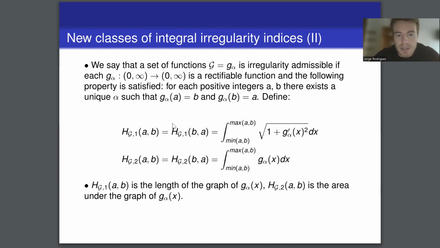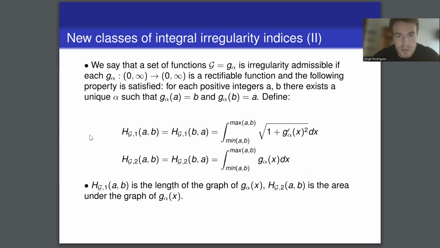With this, we can define the two following objects. H of G1, which is simply the integral in the interval from the minimum value between A and B to the maximum value between A and B of the square root of 1 plus G prime to the power of 2. This is simply the length of the graph, okay? And the second object is HG2, which is going to be the integral again in the interval between the minimum and the maximum of A and B of G of alpha, which is simply the area under the graph.